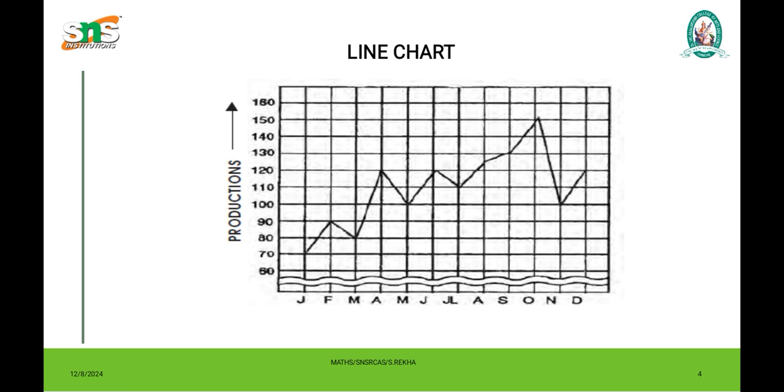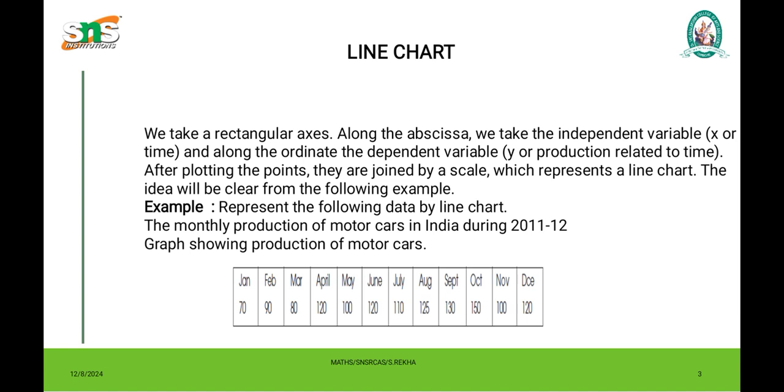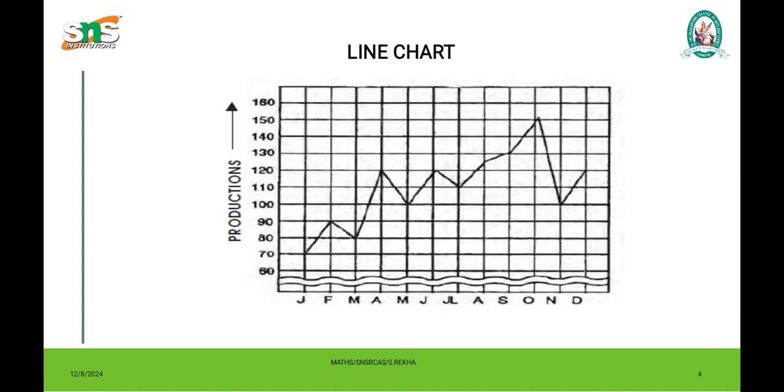In January, what is the number of production? It is 70, so you mark 70. February it is 90, and in March it is 80, and next April is 120, and May is 100, and June 120, and so on. Like that, up to December it ends with 120. Now we have to connect the points smoothly.